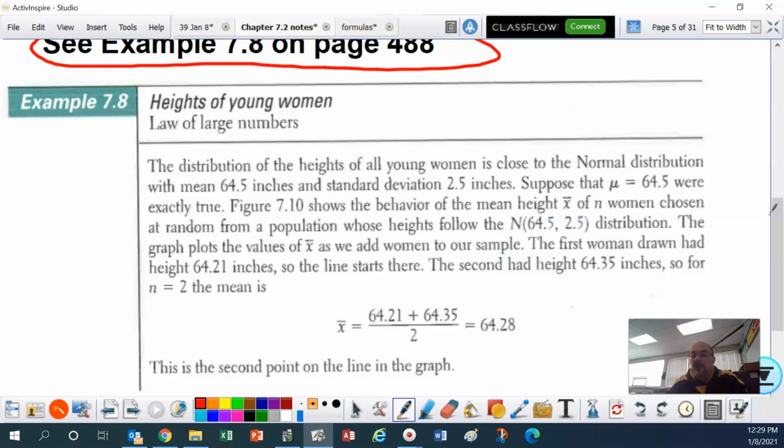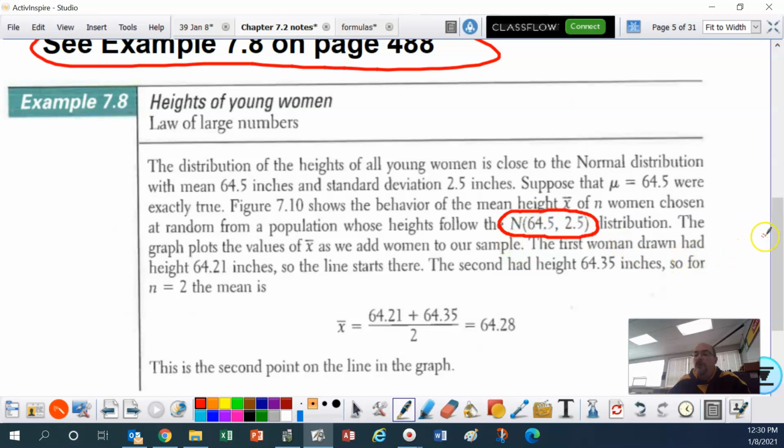Figure 7.10 shows the behavior of the mean height x bar of n women chosen at random from a population whose height follows N(64.5, 2.5). Remember this notation, folks. Capital N means approximately normal. The first number is the mean, the second number is the standard deviation. The graph plots the value x bar as we add women to our sample.